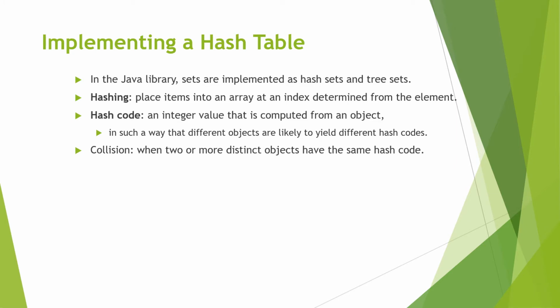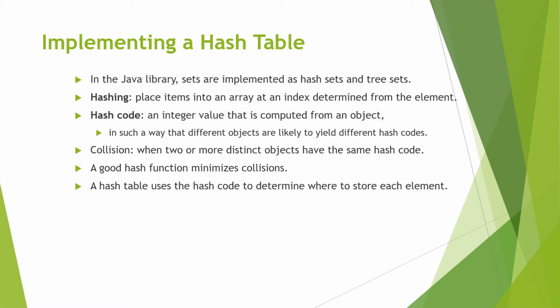Then we have the concept of collision, in which two or more distinct objects have the same hash code. It means that they should all be stored in the same element, or the same index, of an array. That's why we say a collision has happened, which means they all want to be in the same index of an array. A good hash function minimizes the number of collisions, but if a collision happens in a hash table, then there should be some mechanism to resolve that collision.